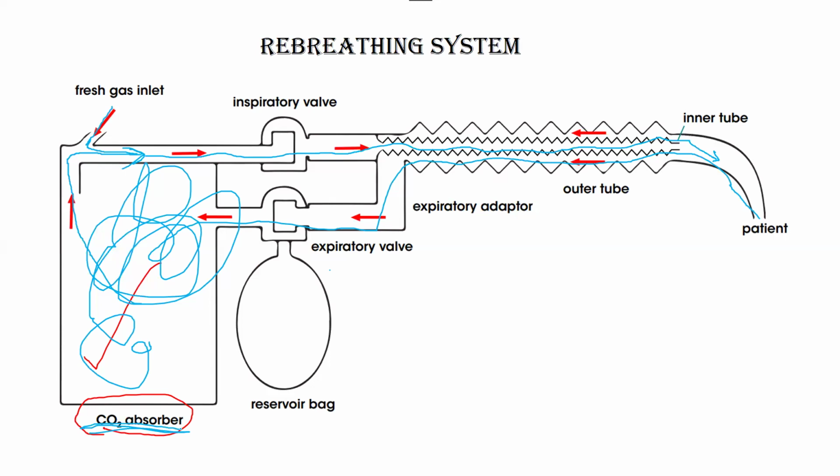So that was a simple and easily understood classification of the types of breathing circuits. I hope you have understood this.